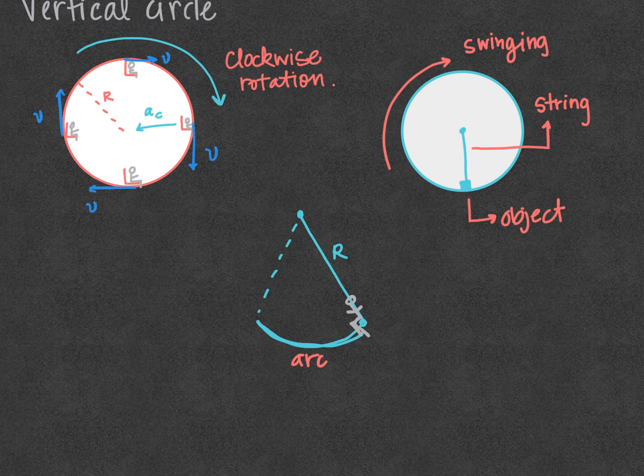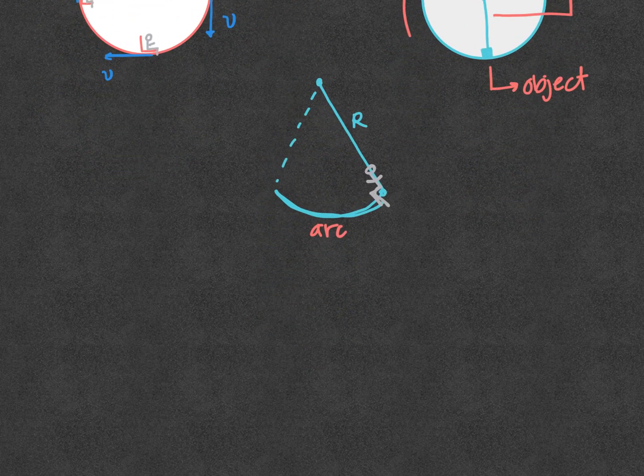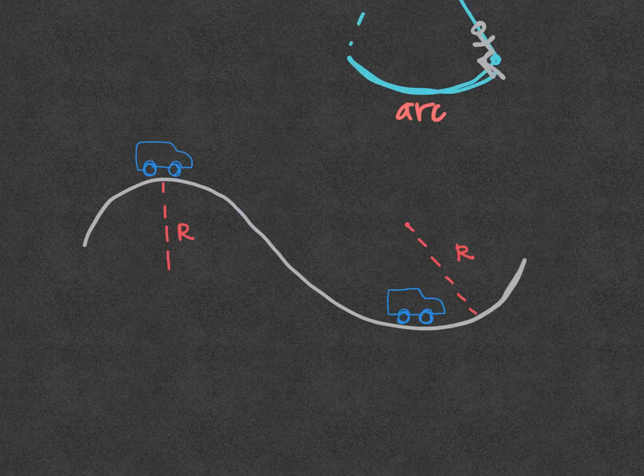Similarly, the top of a hill or the bottom of a hill are both cases where an object is moving through an arc. So when a car moves over a hill, or in the dip here, since both the hill and the dip have a radial component, there is also a center-seeking acceleration, center-seeking forces on both of the objects.